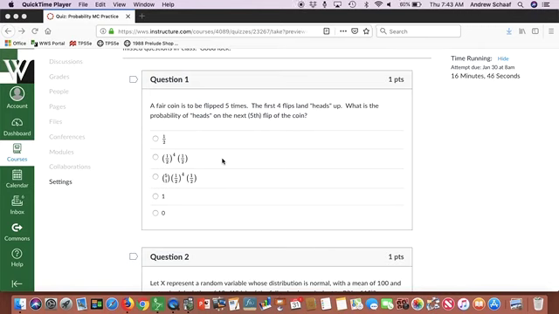Let's take a few minutes and look at the solutions to the probability multiple choice practice questions. So question number 1, you flipped a fair coin 5 times and the first 4 flips land heads. What's the probability of heads on the 5th flip of the coin?